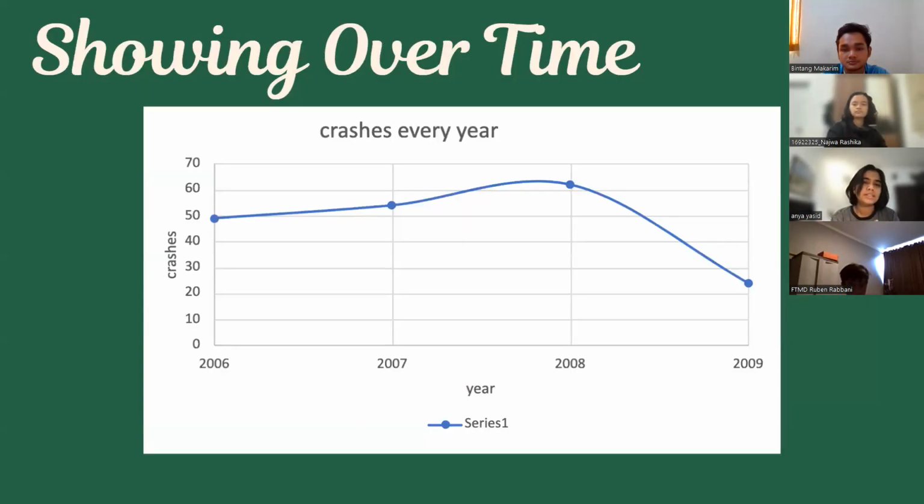All right, this one is the showing over time visualization. For this one, I chose the year and the crashes. And what this graph is telling us is that in 2008, it has above 60 crashes. 2007, it has somewhere between 50 to 60. 2006, it has 50 crashes. And the important thing that this data tells us is that 2008 has the most amount of crashes, and 2009 has the least amount of crashes. Yeah, that's it.